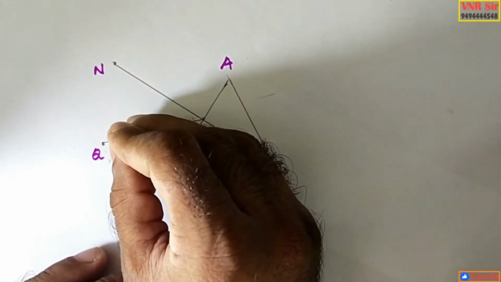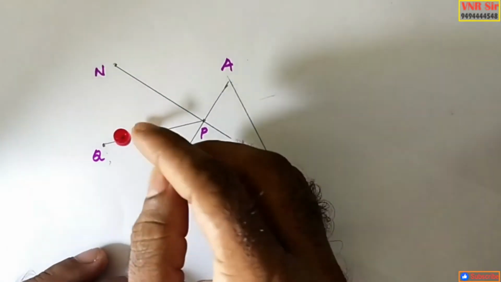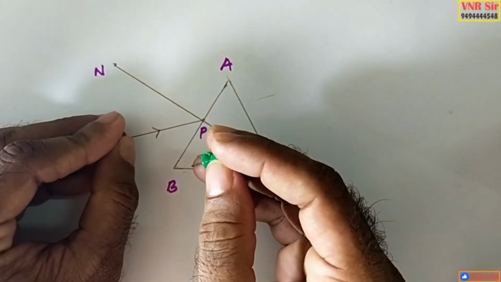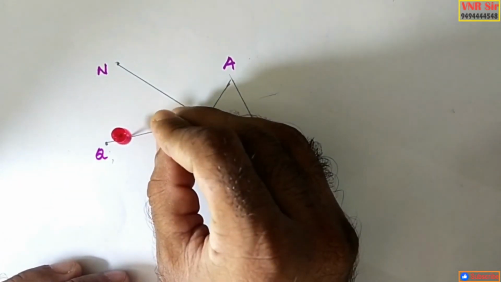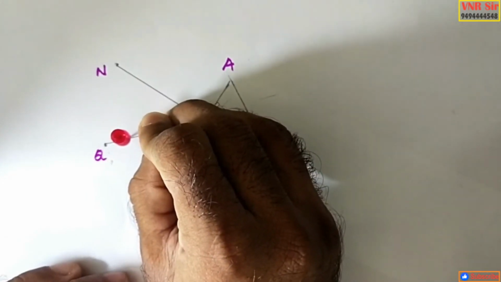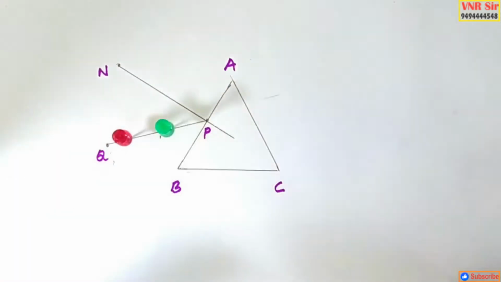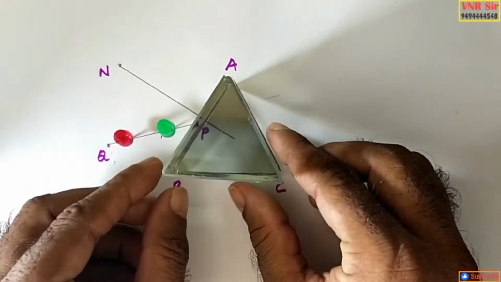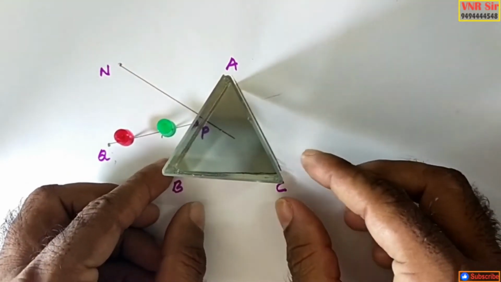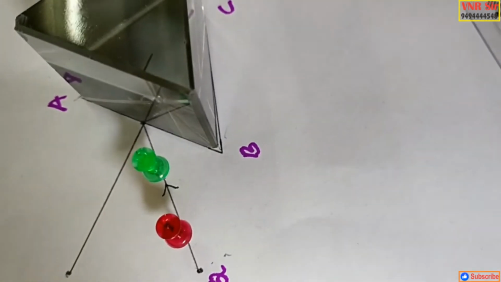So what angle of incidence have we taken here? 45 degrees, and I have taken that point as Q. Now place 2 common pins on the incident ray. Firmly keep the 2 pins on the incident ray. Now place the prism in the triangle ABC. Now try to observe its image from the side AC.